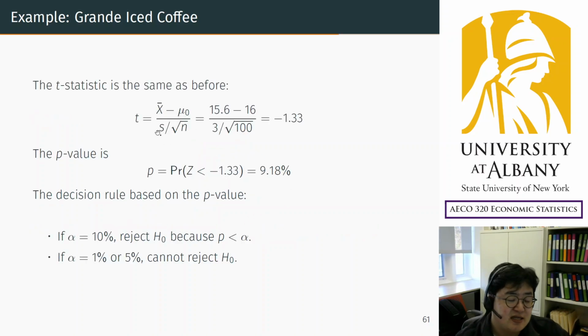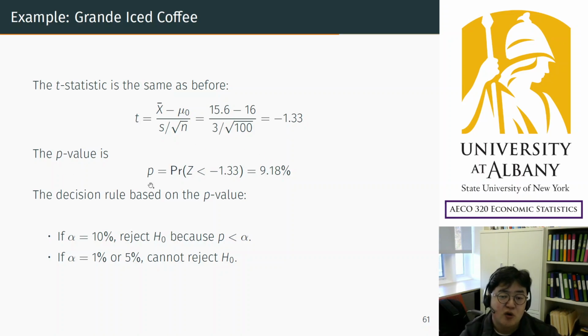First, the t-statistic has no difference. Your data sample average is 15.6. Subtract your belief, and the difference is standardized by the standard error, standard deviation over sample size. So you get minus 1.33. So the observation is minus 1.33 lower than your belief in terms of standard normal scale.